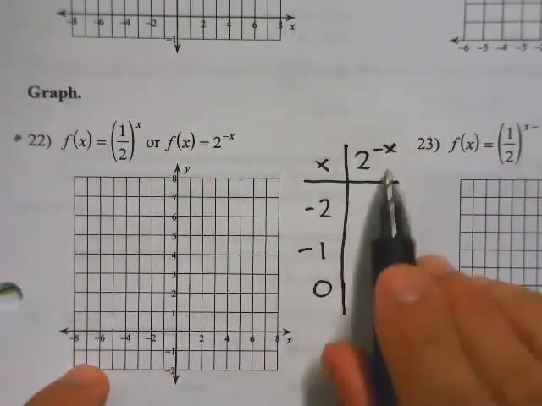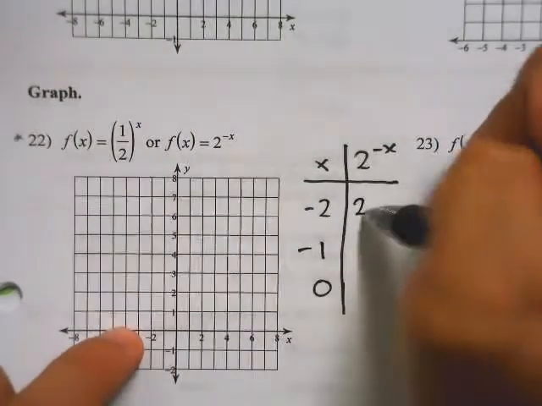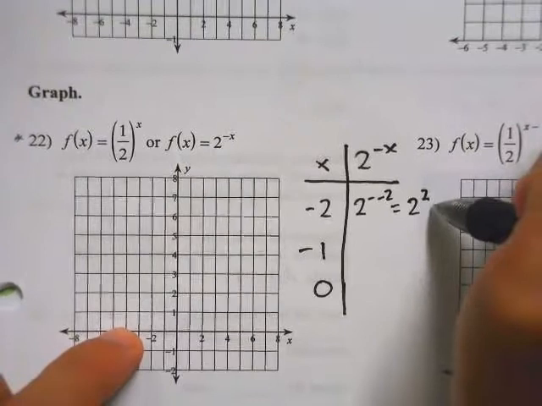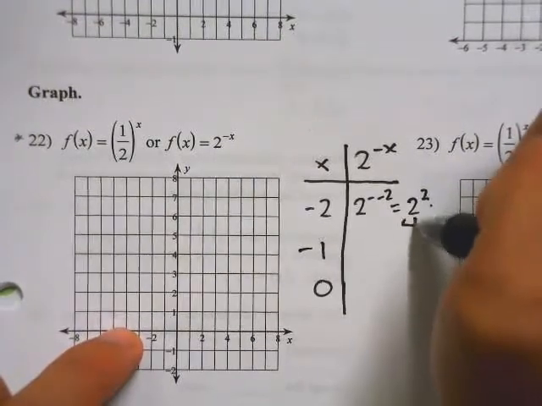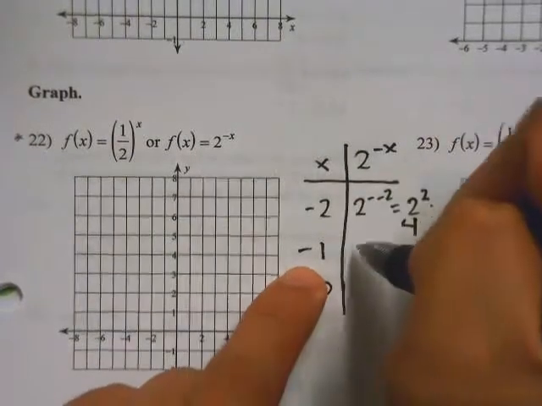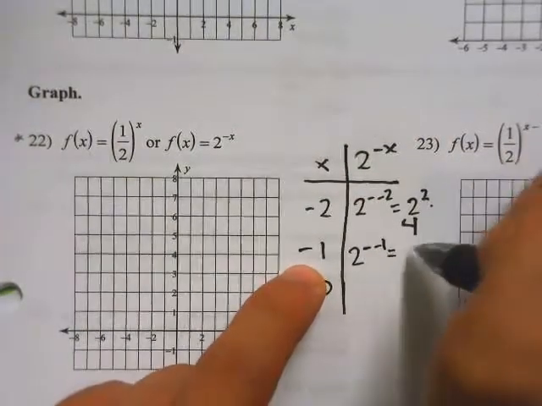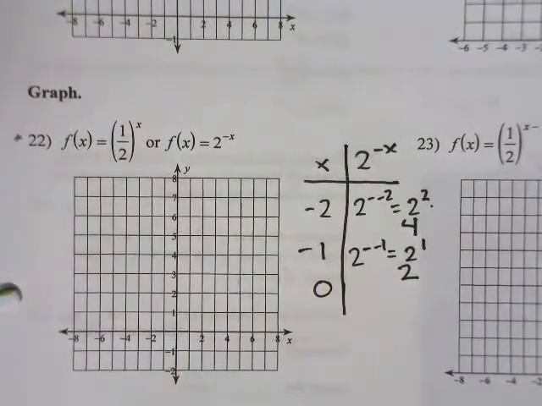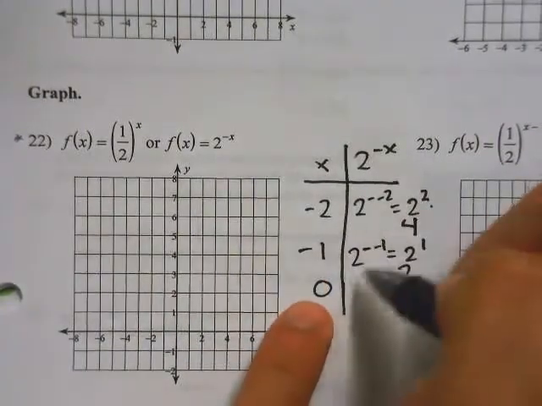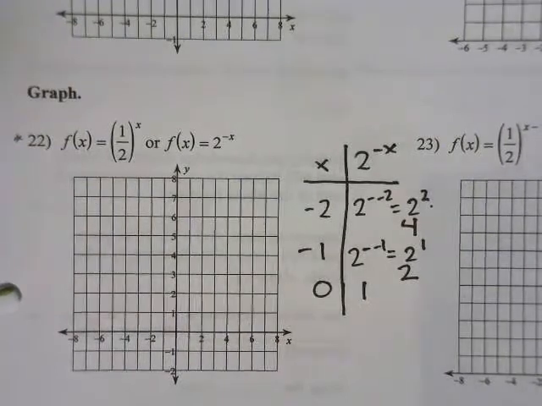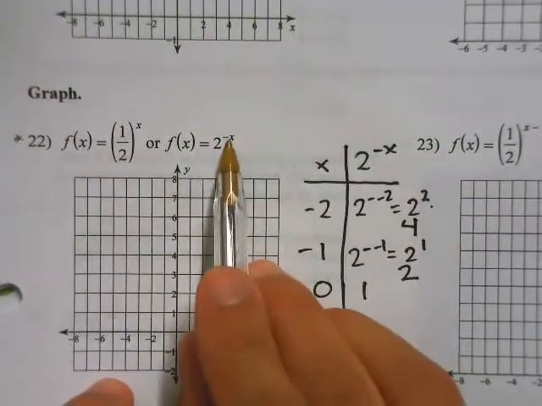If we plug in -2, 2 to the -2 is going to be 2 to the +2, so that's going to equal 4. If we plug in -1, it will be 2 to the -1, which is 2 to the 1, or that's 2. And then if we plug in 0, anything to the 0 power is 1. So this is going to be your pattern for 2 to the -x.